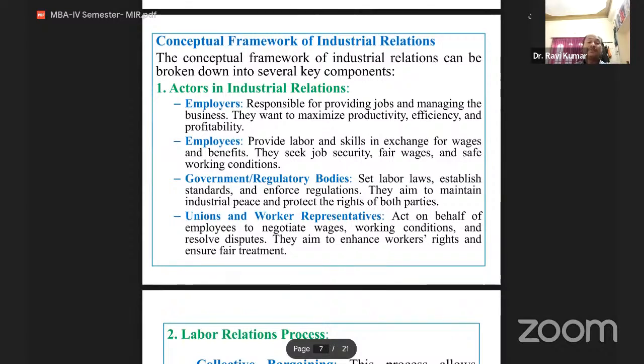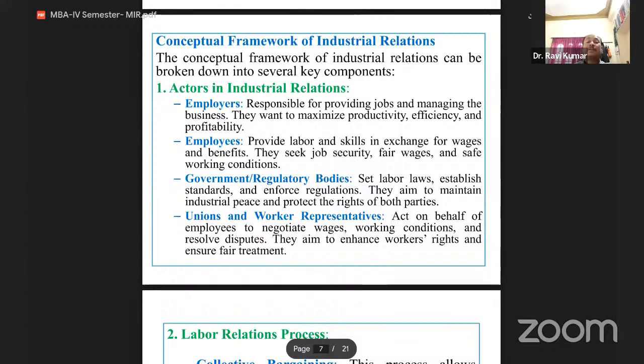Now, see the conceptual framework of industrial relations. What is the conceptual framework for industrial relations? The conceptual framework of industrial relations can be broken down into several key components. Let's see the actors in industrial relations. Who are the actors here? Employers, employees, government and regulatory bodies, unions and worker representatives. They are actively participating in industrial relations.